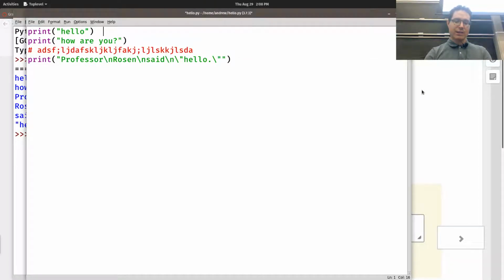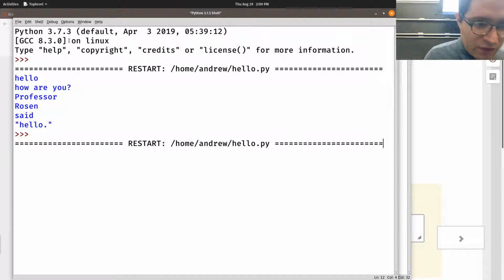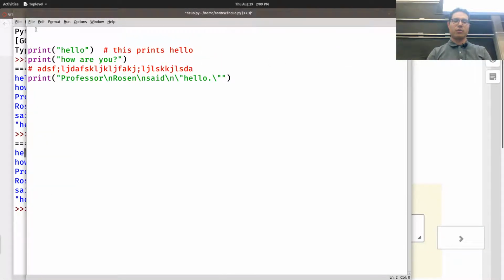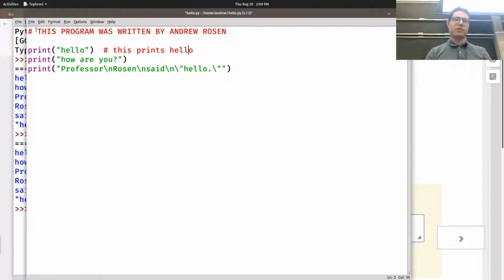So here I can say, this prints hello. There's a bunch of seats over there and there. So we just run that. And notice that it doesn't crash. So this is a good way to do stuff like maybe put your name on the program. Okay, right? And now I've said that this program is mine or something like that. Most of the time it's used to write documentation notes like this one: this prints hello, to remind you what it's doing.